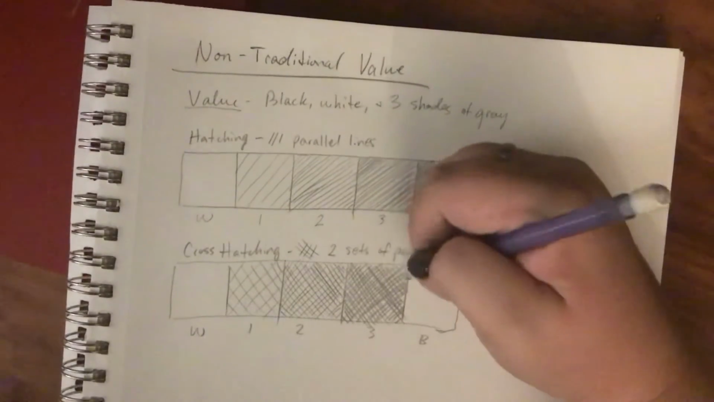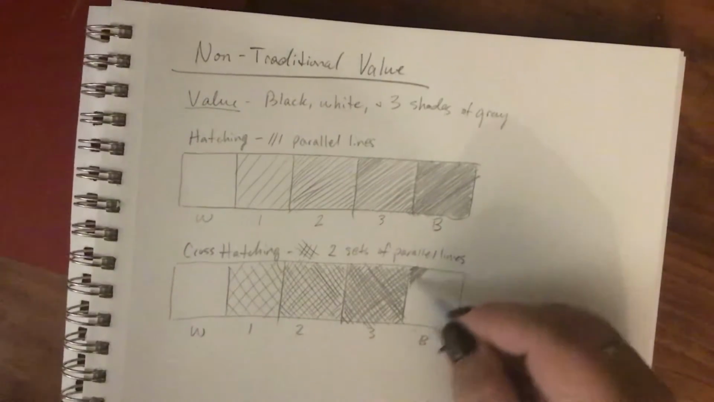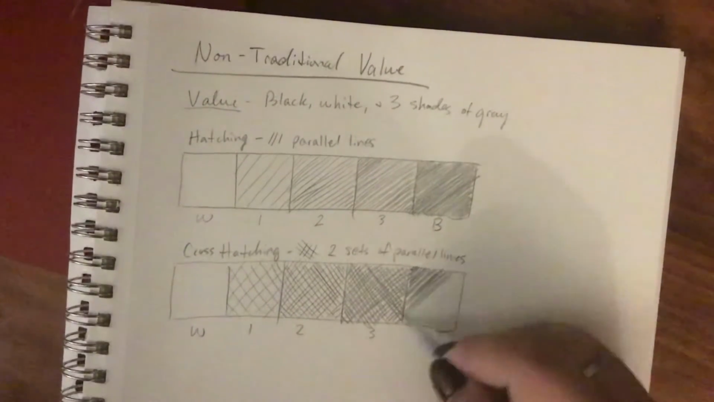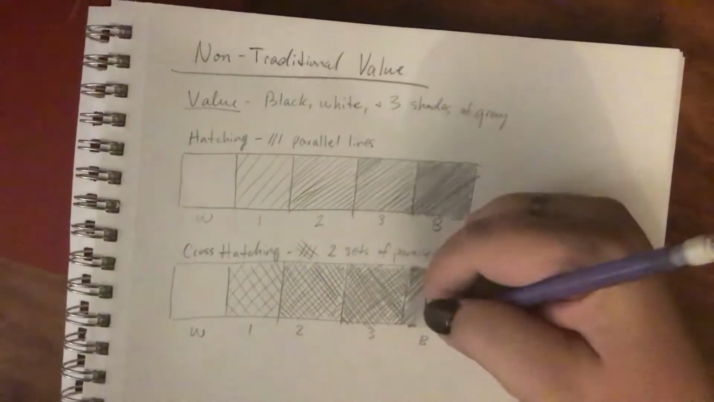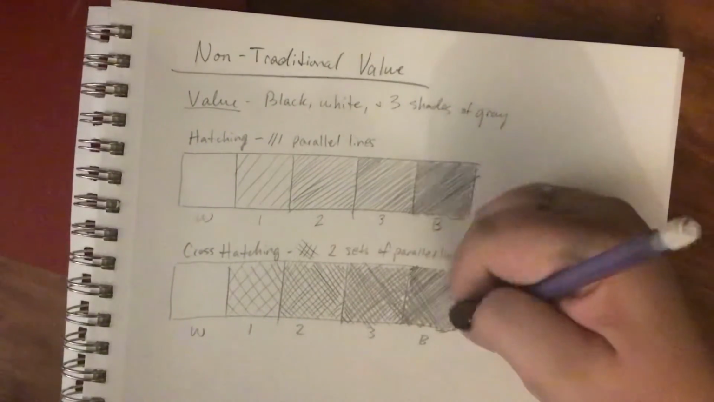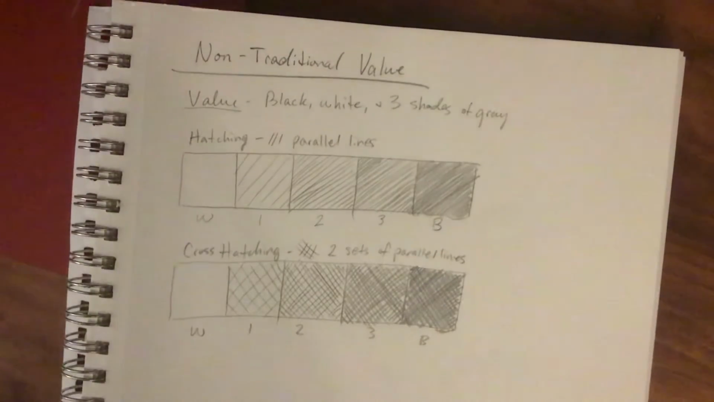You have teeny, teeny, tiny boxes for this one. And then finally that black value. You want very, very little white to show through. Very little white. Now you have your white, your black, your 3 shades of gray.